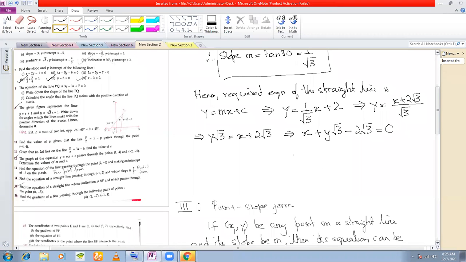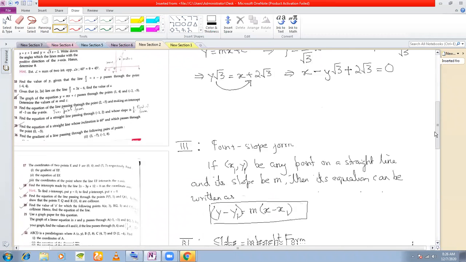Okay, x plus... this should be plus, this sign should be plus sign, and this sign should be a minus sign. This should be a minus sign, this sign should be a plus sign because we are taking this side. So therefore the sign of y changes. Okay, so this is how we use the slope intercept form.